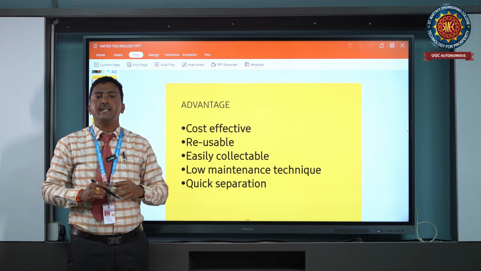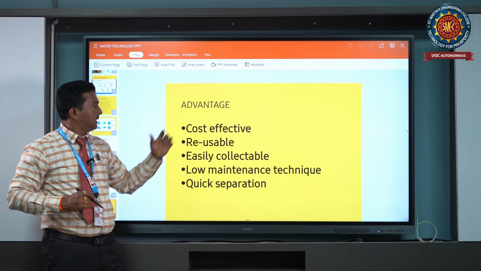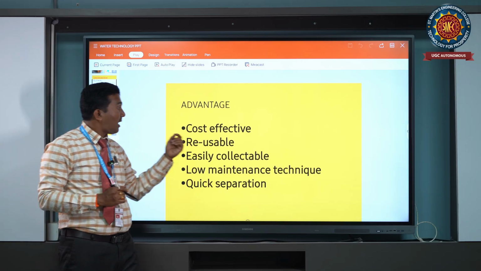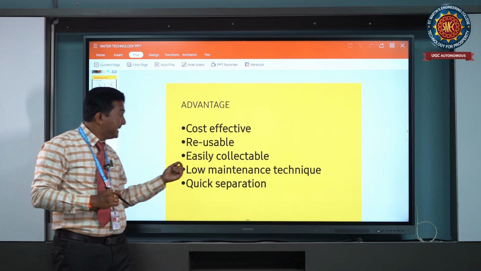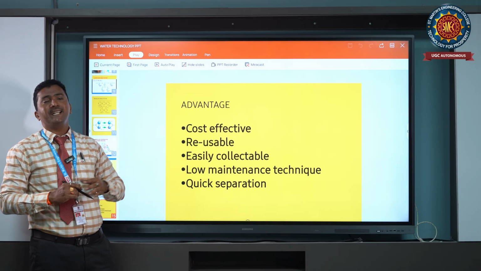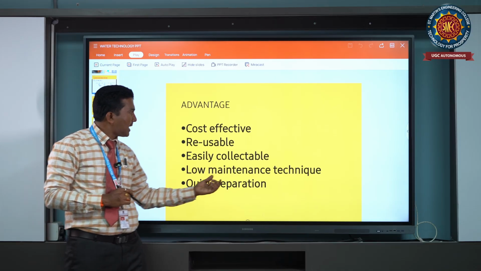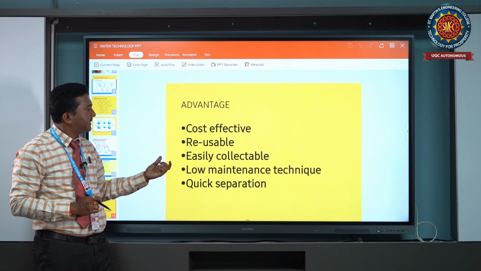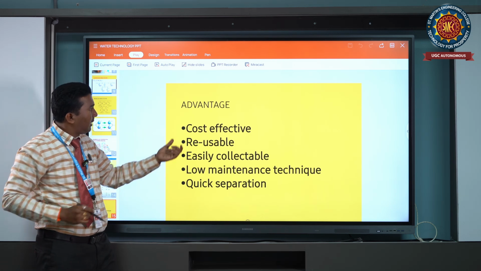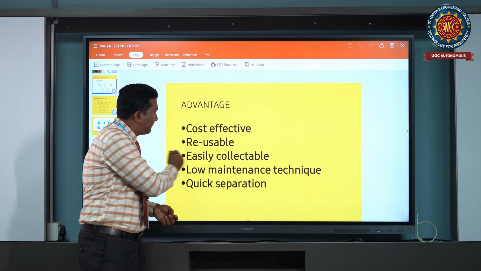So what is the advantage of these exchange reagents? They are cost effective, reusable and easily collectible, low maintenance techniques. Another one is quick separations. So these are the advantages of the ion exchange process.